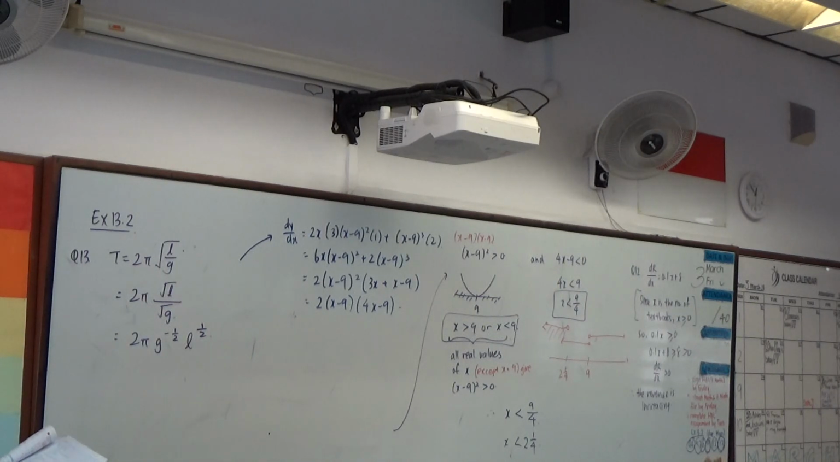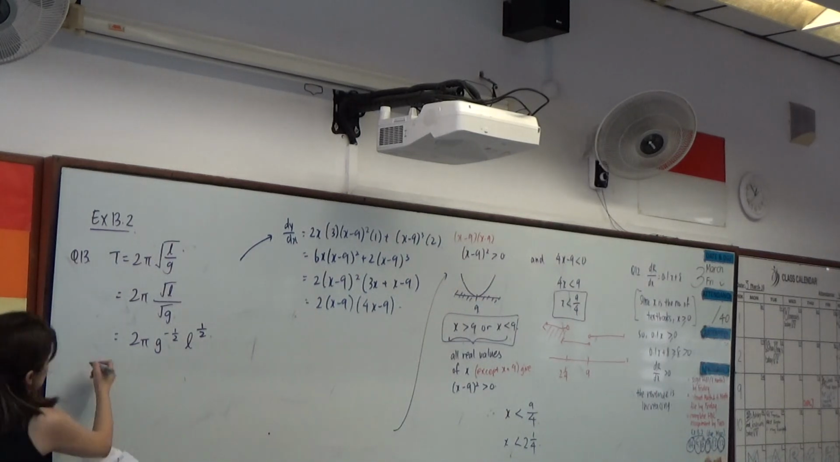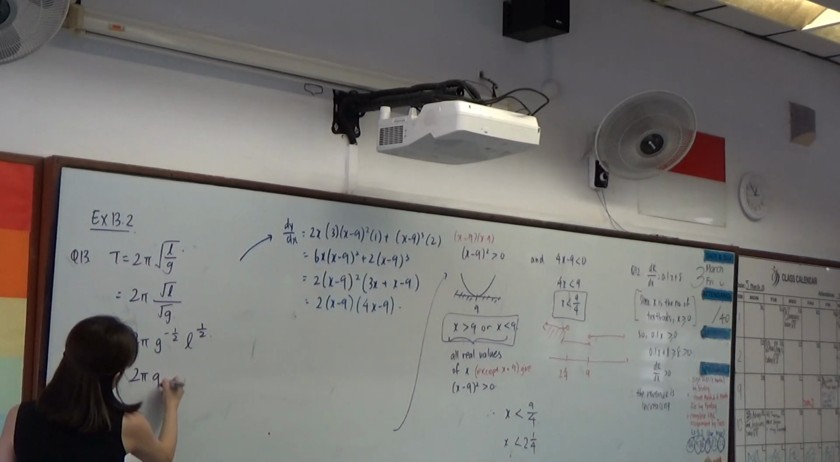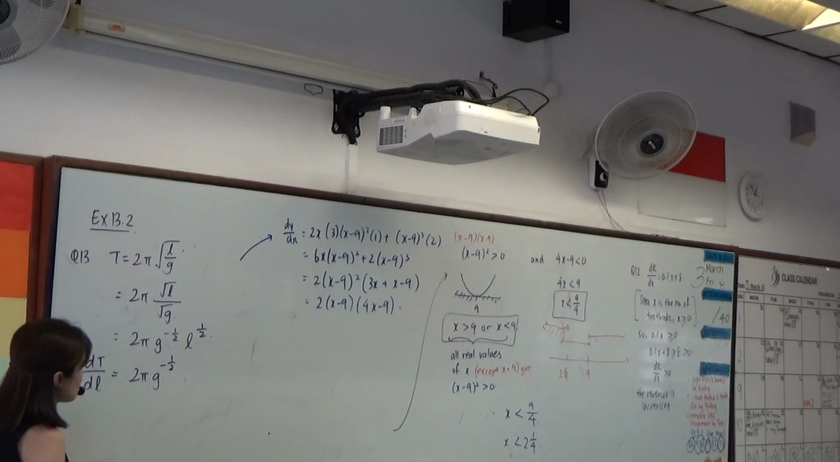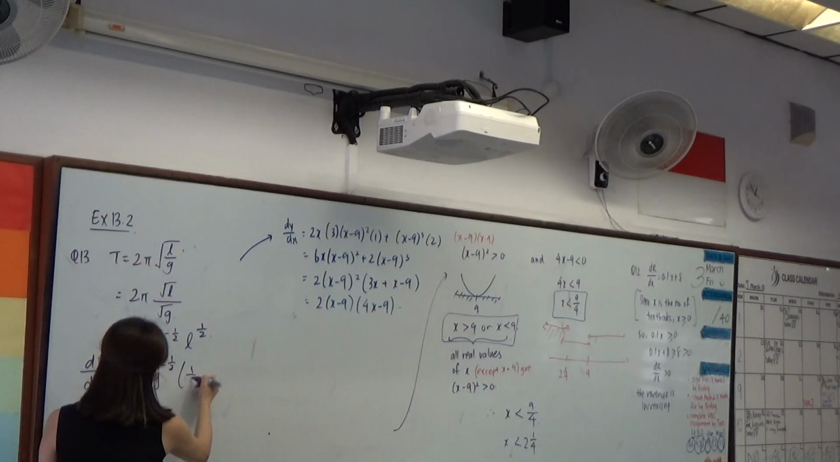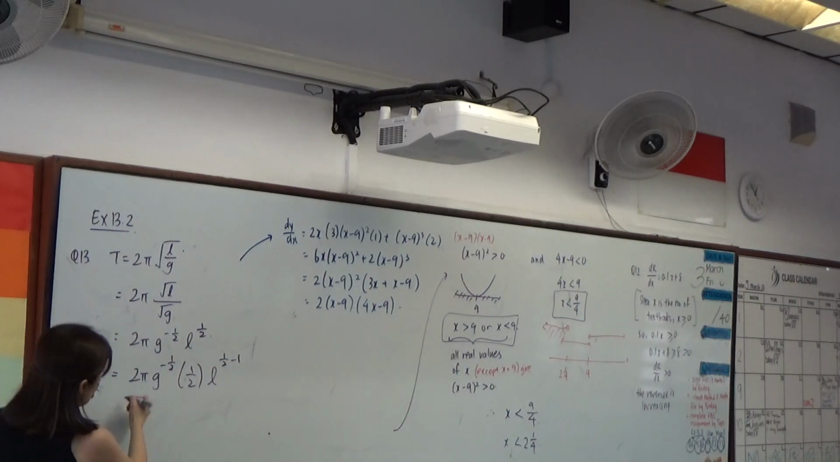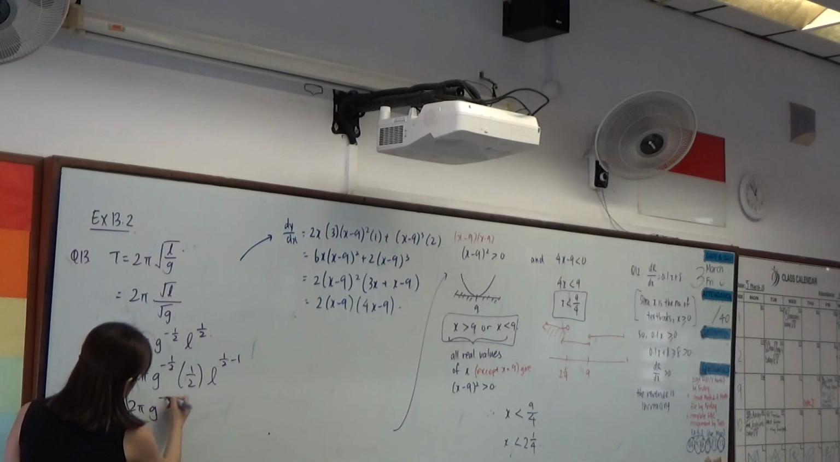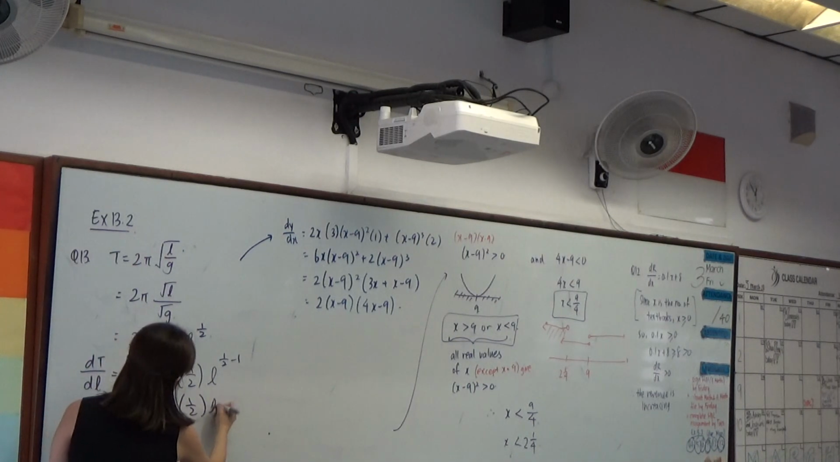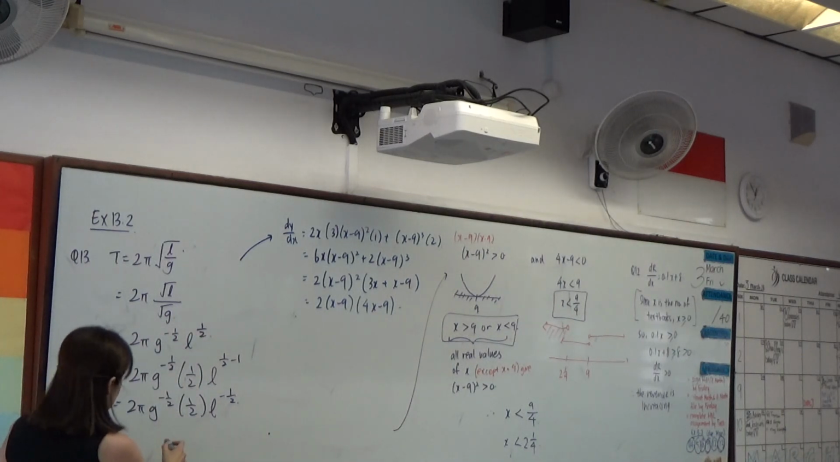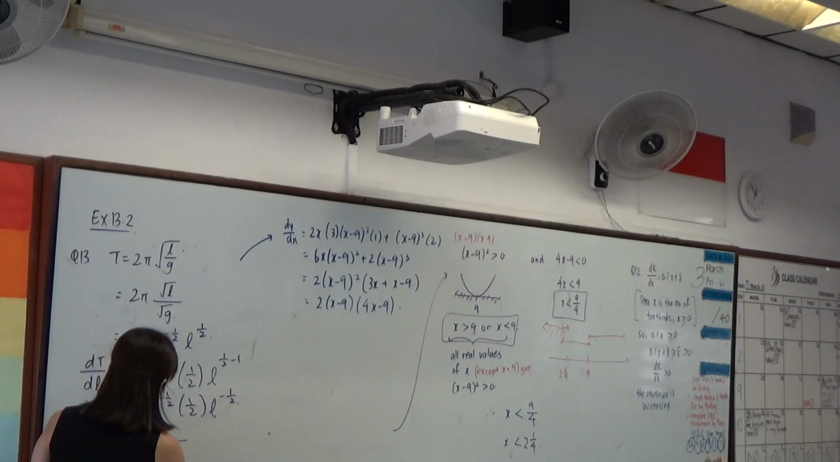We express our T as 2π g to the power of negative half times L to the power of half. Then to find our dT/dL, that will mean 2π g to the power negative half is the constant. Bring down the power half, L to the power minus 1 half. By simplifying, you will get π over square root of gL.